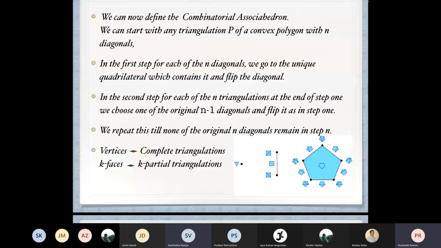So you repeat this process till none of your original diagonals are left, and you get a convex polytope. More precisely, you get the one-skeleton graph of a convex polytope, which is called the associahedron. The vertices of the associahedron correspond to complete triangulations, and the k-faces correspond to some partial triangulations, as I've shown in the picture here.